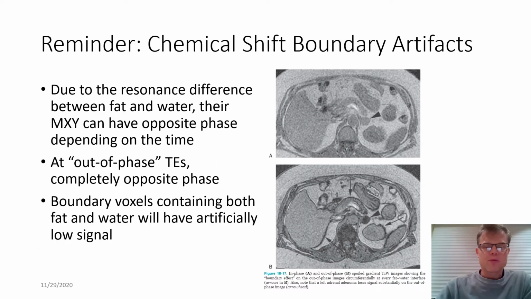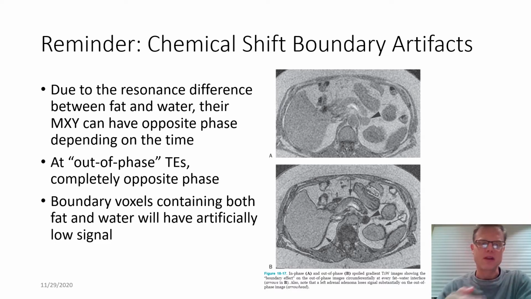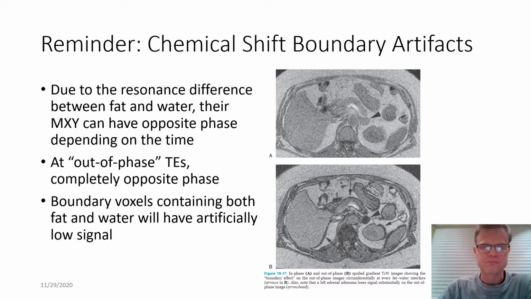Okay, so now I'm going to move on to the next part of gradient echo imaging. Here is a refresher of the chemical shift boundary artifacts, which was covered in the artifacts lecture. This was the phenomenon that at different echo times, we could get signal cancellation between fat and water. Recall that within the same voxel, the transverse magnetization could, due to chemical shift, get fat and water out of phase. If this is not ringing a bell, I'm going to go through this drawing again right here.